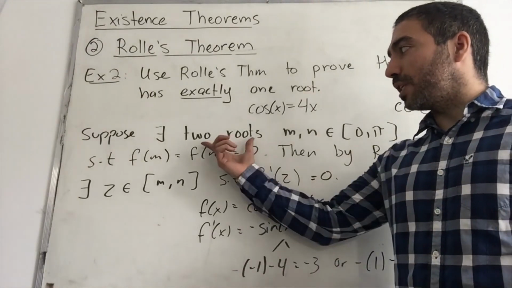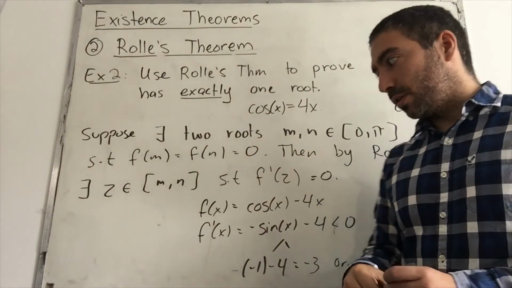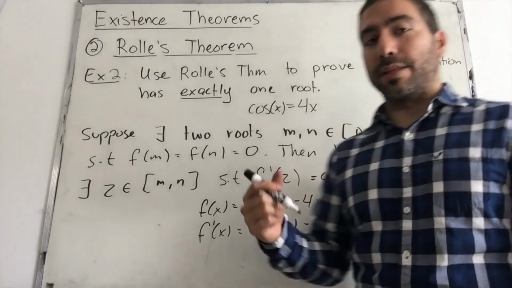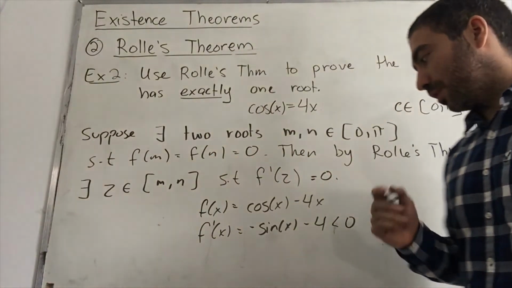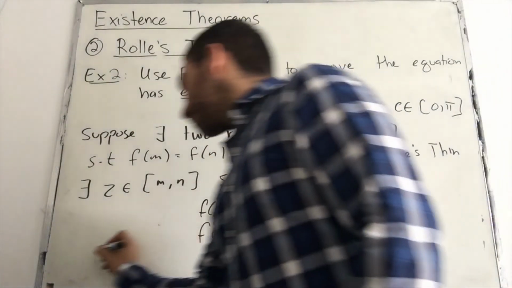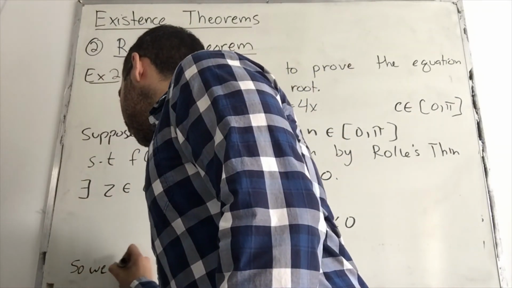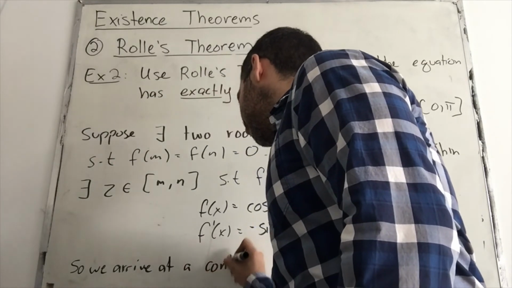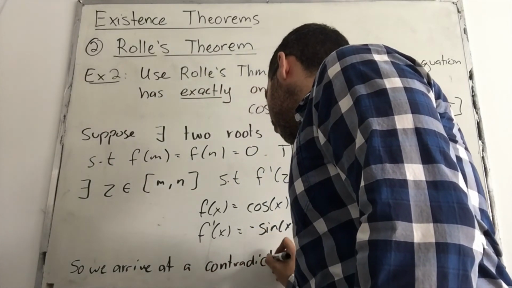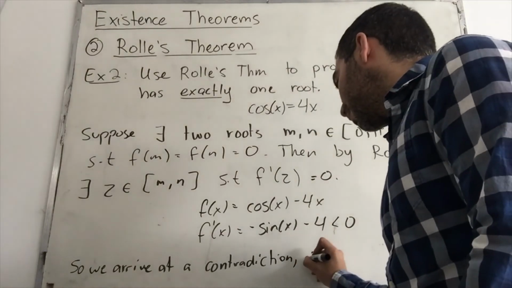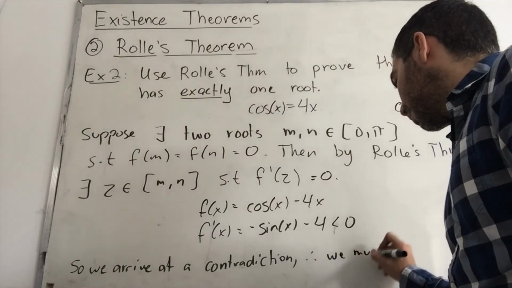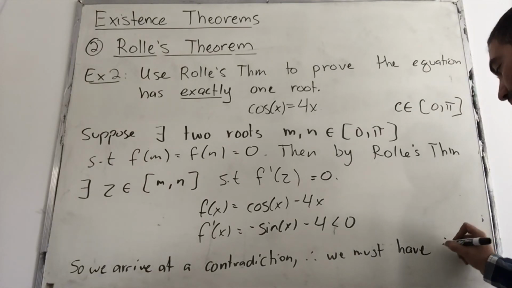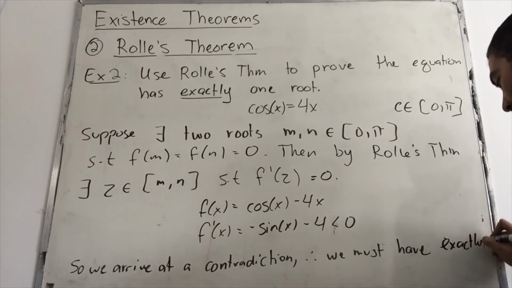So that means the assumption that we made that it has two roots is false. It's a wrong statement. So therefore we could conclude that there's at most one solution. So we arrive at a contradiction. Therefore, we must have exactly one root.